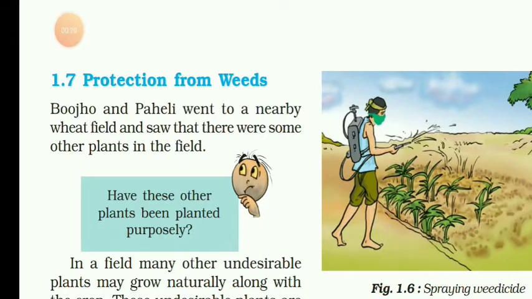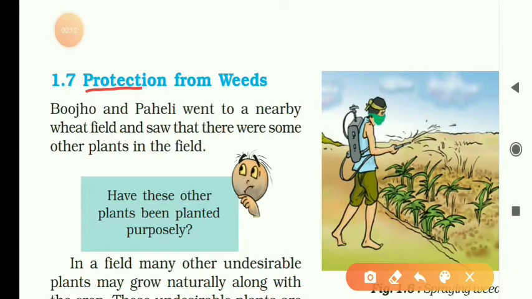Dear students, today we will discuss protection from the weeds. So what do you mean by weeds? Unwanted plants or undesirable plants are called weeds.